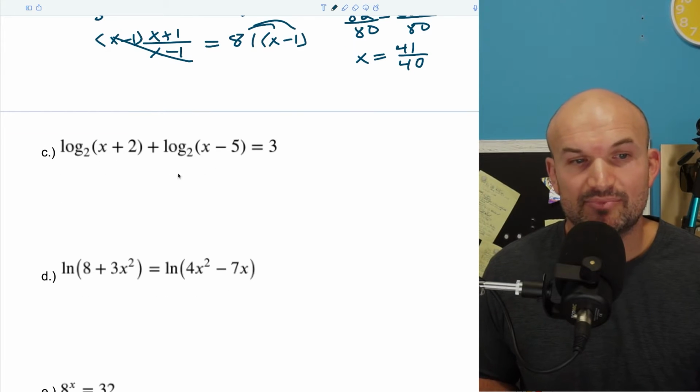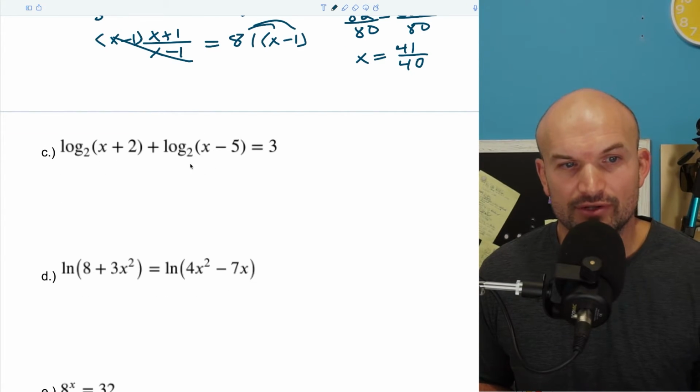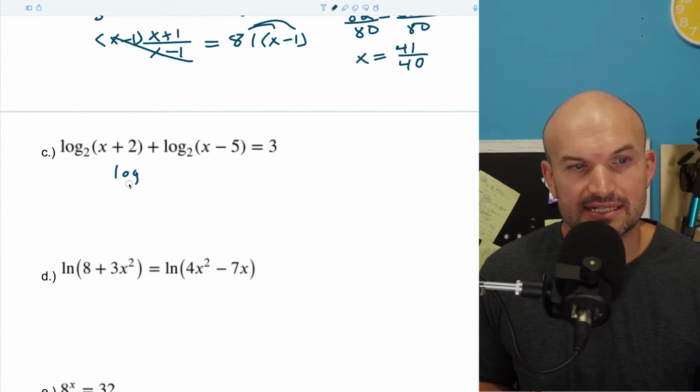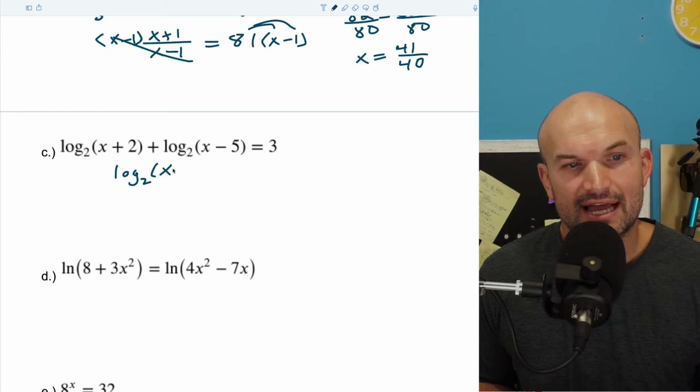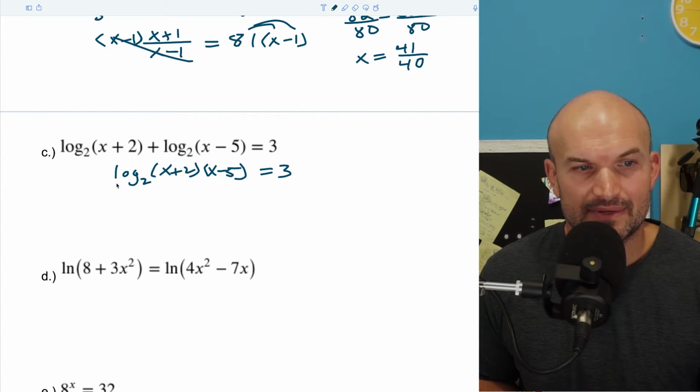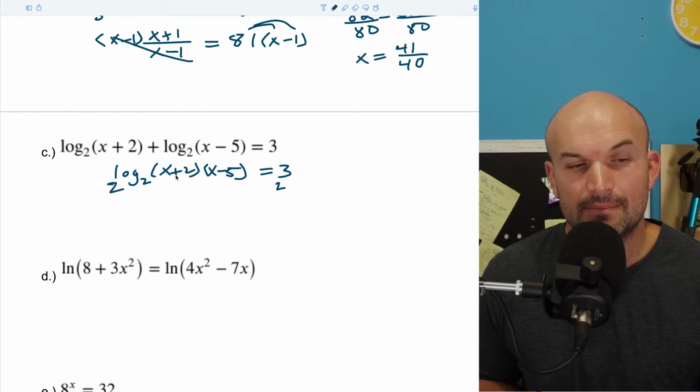This example is going to be basically the exact same thing. When we have the addition of two logarithms, then what we can do is just go ahead and use that as a product. So I can rewrite this as log base 2 of x plus 2 times x minus 5 equals 3, right? So now I can go ahead and exponentiate on both sides. So I'll raise these to base 2, and then I can multiply the binomials, x plus 2 times x minus 5. So that's going to be an x squared.